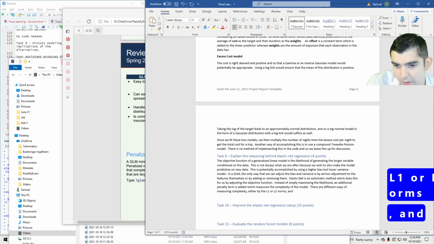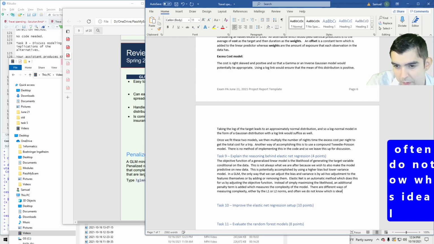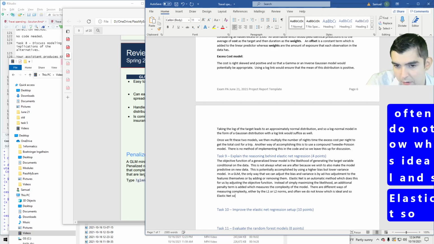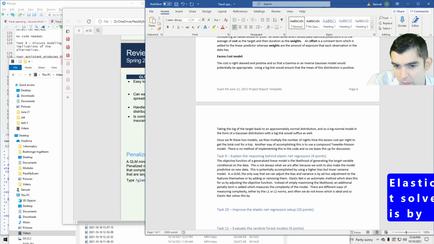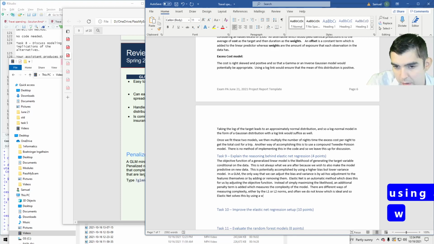And so, often we don't know which is ideal. So elastic net solves this by using a weighted average of the two terms.